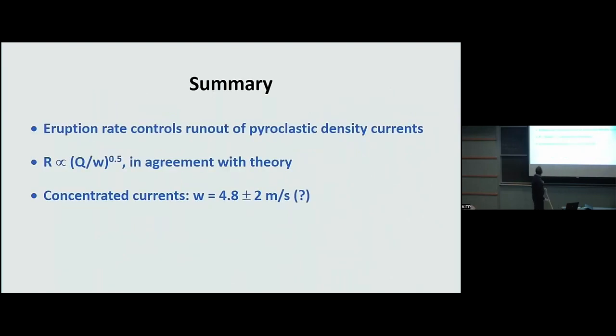So in summary, our study suggests that the eruption rate is the main control parameter on the runout distance of pyroclastic density currents. In detail, this runout distance scales with the ratio of the flow rate divided by the settling velocity to the power 1/2, in agreement with theory. And as we can see, at least for dilute currents, the settling velocity has a second order influence. And finally, we have estimated settling velocity in concentrated currents, but this issue clearly needs further investigation.